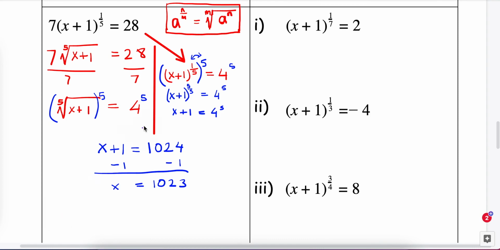Go ahead and punch that into a calculator and go back to your original problem. You can either look at it in terms of this or in terms of this. It doesn't really matter which way you look at it, but essentially we plug it into the original problem: 7 times 1023 plus 1 raised to the 1/5 power. If you plug that into a calculator, you will get 28, and that will indeed be true.